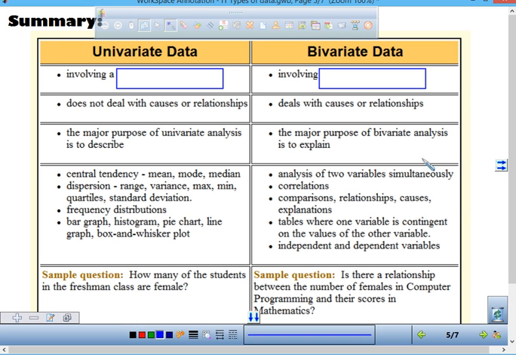Univariate data involves what? One what? Variable. I'm going to cross that out. I'm going to say involving one variable. Bivariate data? Two variables. Just one and two, and then categorical, which could have many different, or it could just have one.